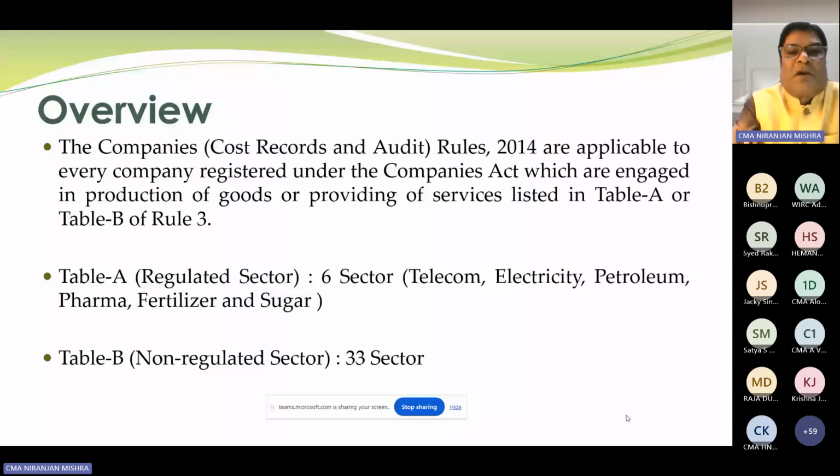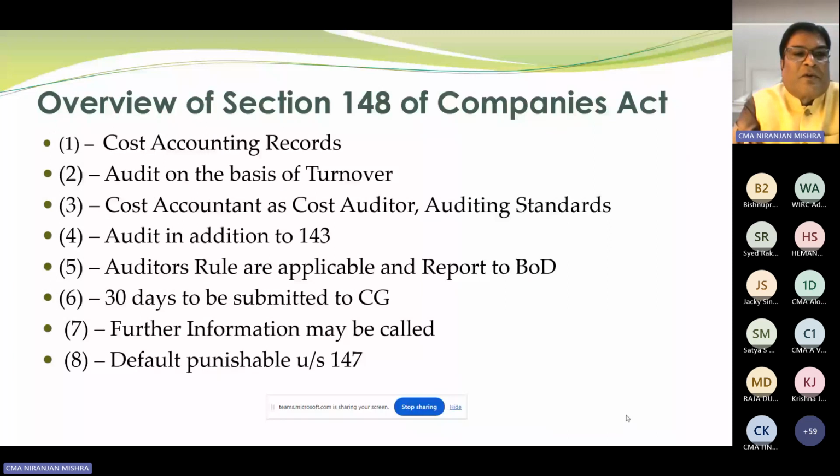Next, coming to section 148 of the Companies Act. Subsection 1 speaks about the cost accounting standards. Then audit on the basis of turnover. We know there is a threshold limit for regulated sector and non-regulated sector. For the cost auditor, cost auditing standards are applicable. There are 4 cost audit standards applicable to the cost auditor: Standard 101, 102, 103, 104.